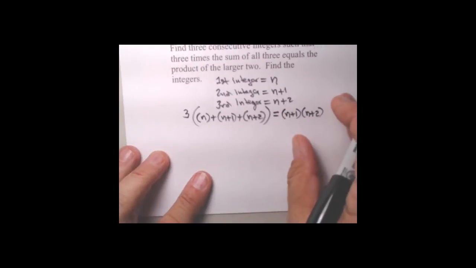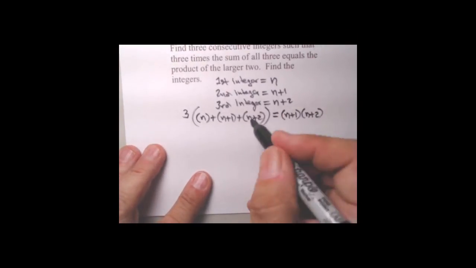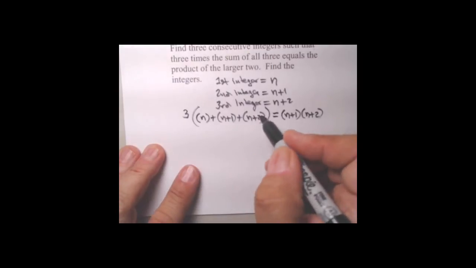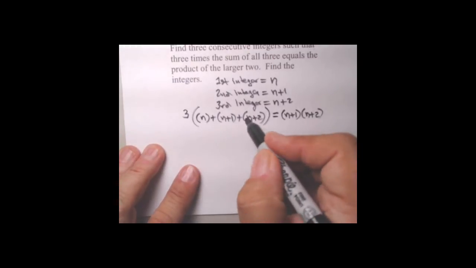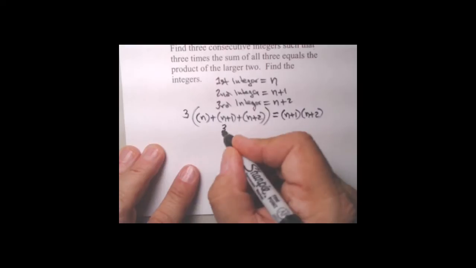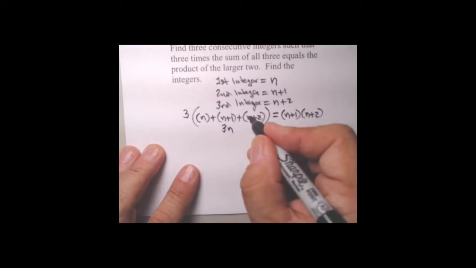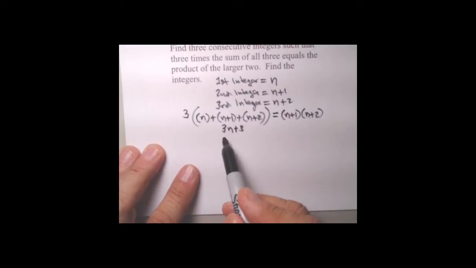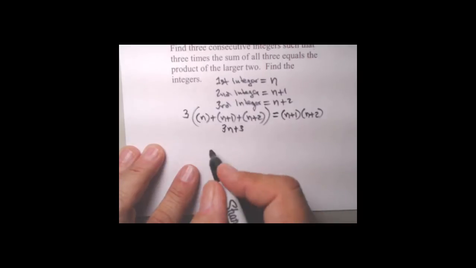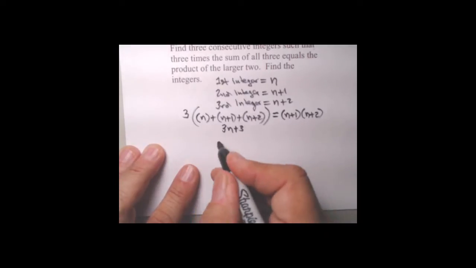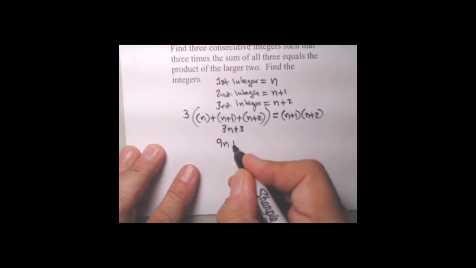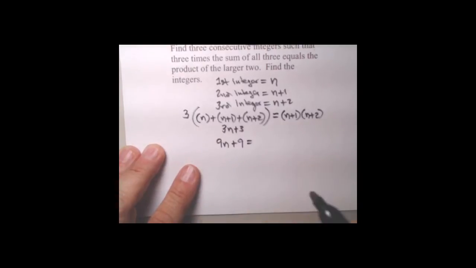So let's go ahead now and clean this up. This big set of pairs, I can just add these up right now. I'm going to have 1, 2, 3 n's, and then plus 1 plus 2 is plus 3. So this is going to be 3 times 3n plus 3 inside here. 3 times 3n is going to give me 9n. 3 times plus 3 is plus 9 equals.